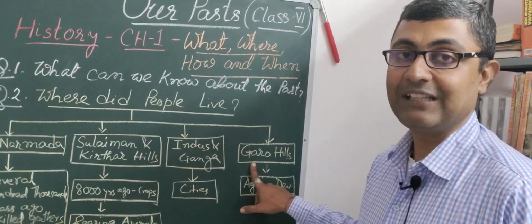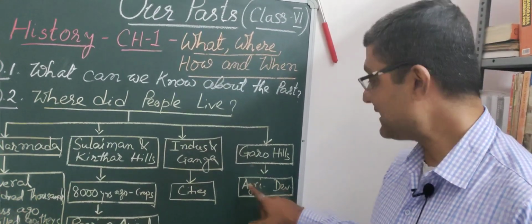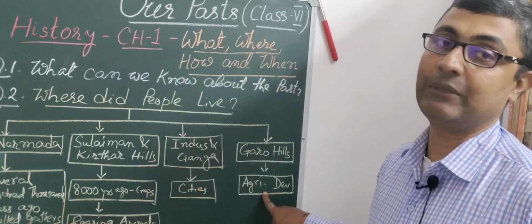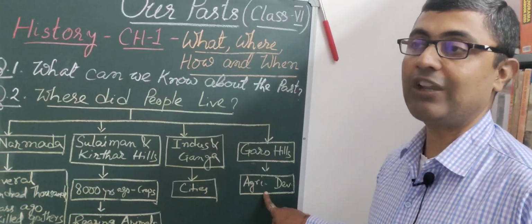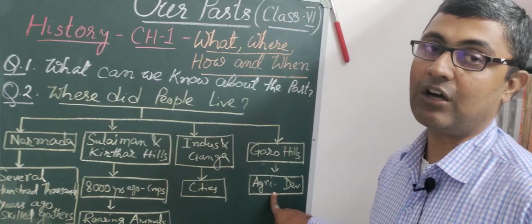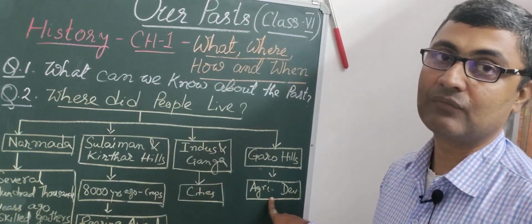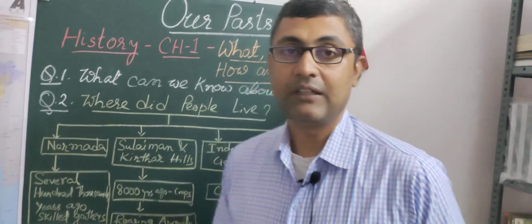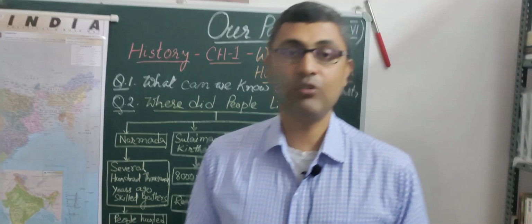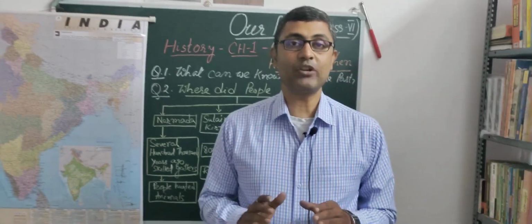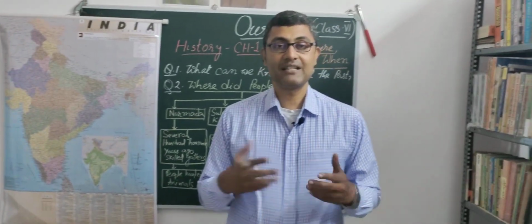Last is Garo Hills. Garo Hills is in the northeast region. They started agricultural development. These are all the activities of primitive man. I think today I have given you how human development in the Indian subcontinent started.